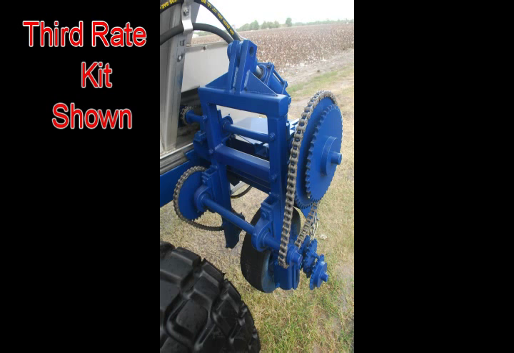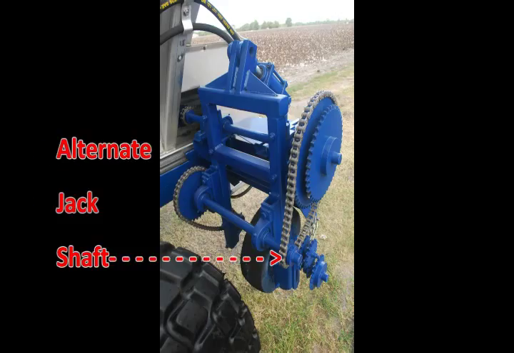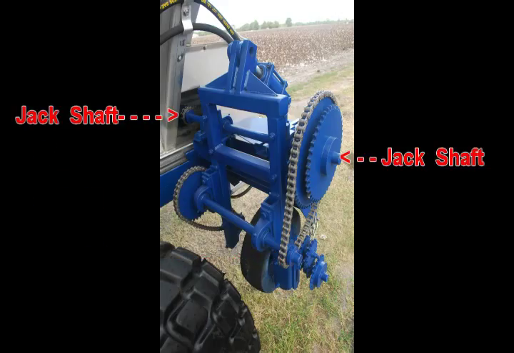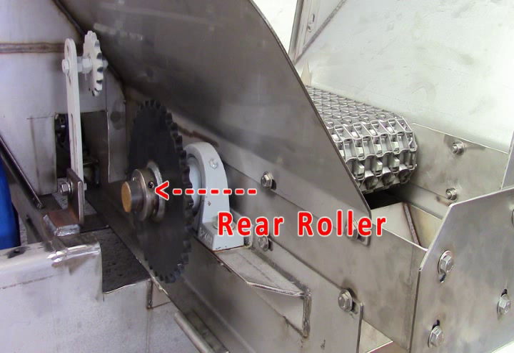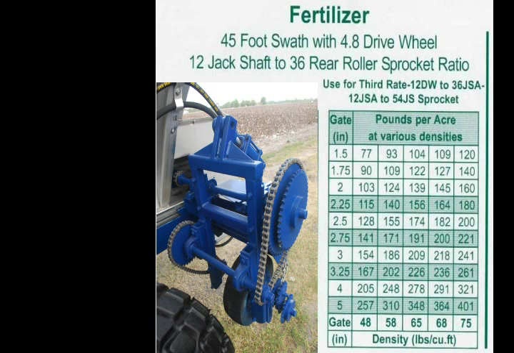If you have a third or half rate kit, you start at the drive shaft, go to the alternate jack shaft, from the alternate jack shaft to the jack shaft, and the jack shaft goes to the rear roller. Looking at our photo of third-rate chains, plus our chart showing the third-rate sprockets for our application, start at 12 drive wheel, go to 36 jack shaft alternate, 12 jack shaft alternate, to 54 jack shaft.